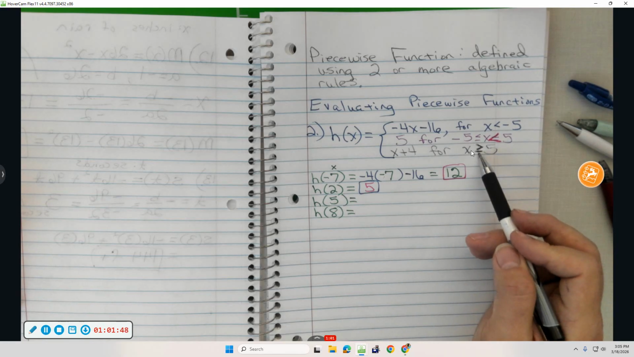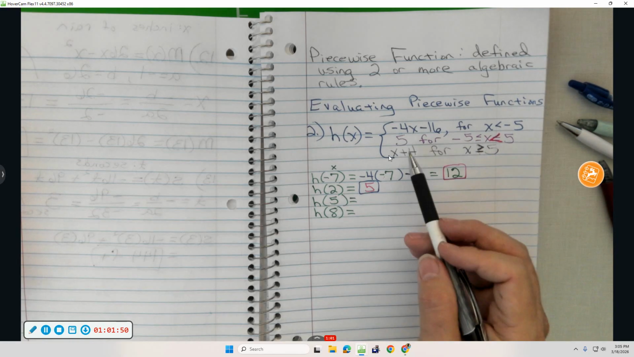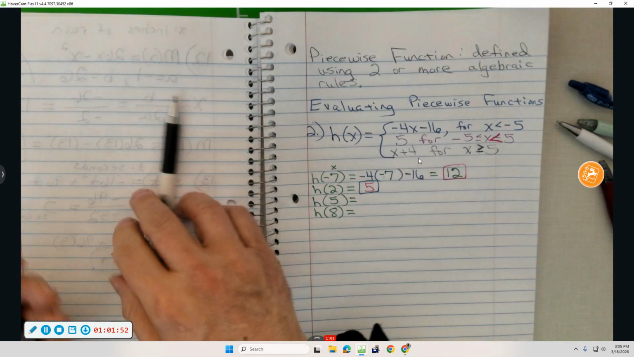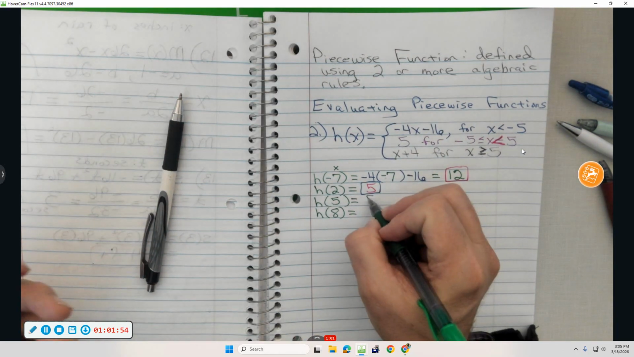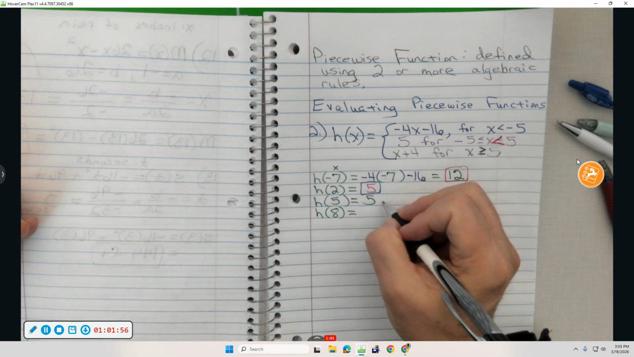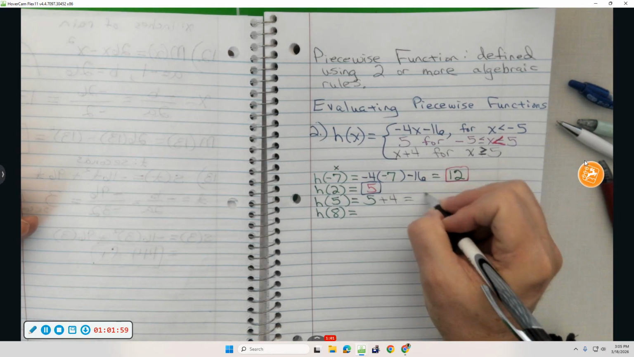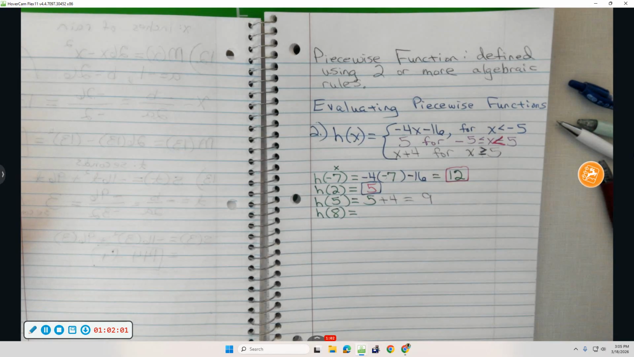So we have to use the black piece, and we plug in the 5. We're going to get a 5 plus 4, which gives me a y value of 9.